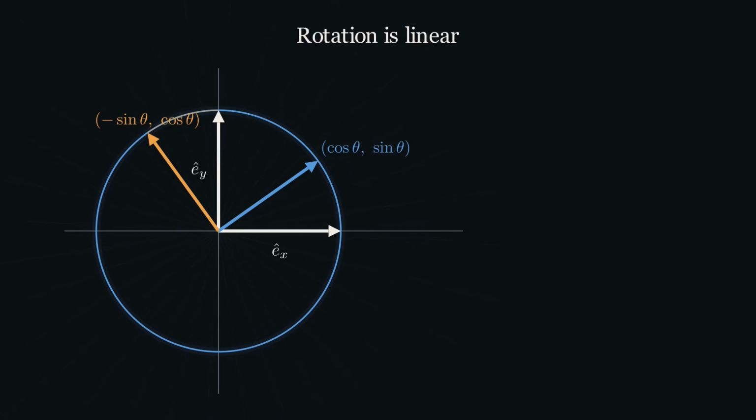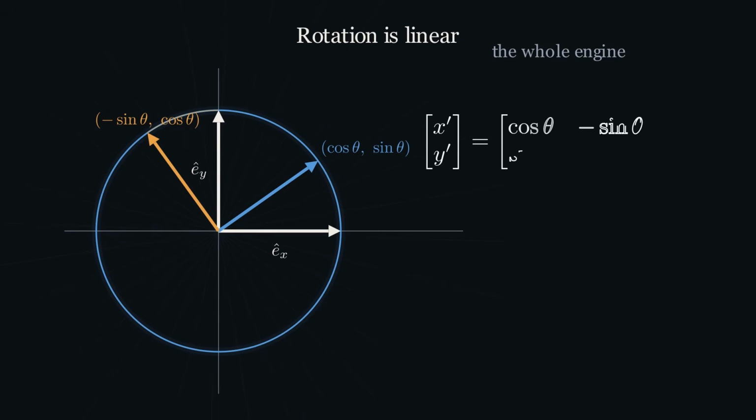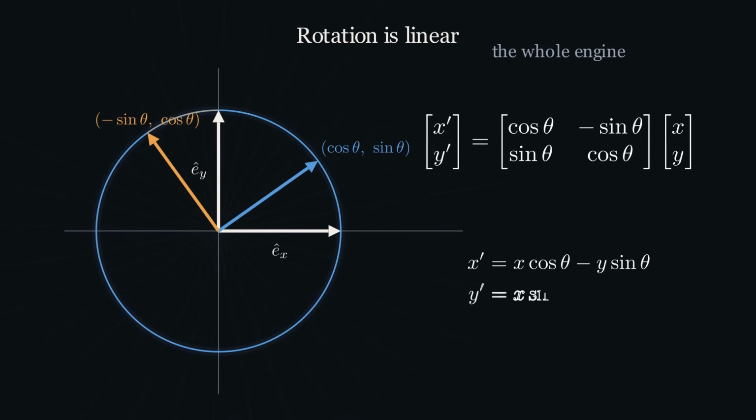That's the whole engine. Any point x, y is just x of the first arrow plus y of the second arrow. So after rotating, it becomes x times cosine theta, sine theta, plus y times minus sine theta, cosine theta. Collect the pieces and the new coordinates are x cosine theta minus y sine theta and x sine theta plus y cosine theta. That's the rotation formula.